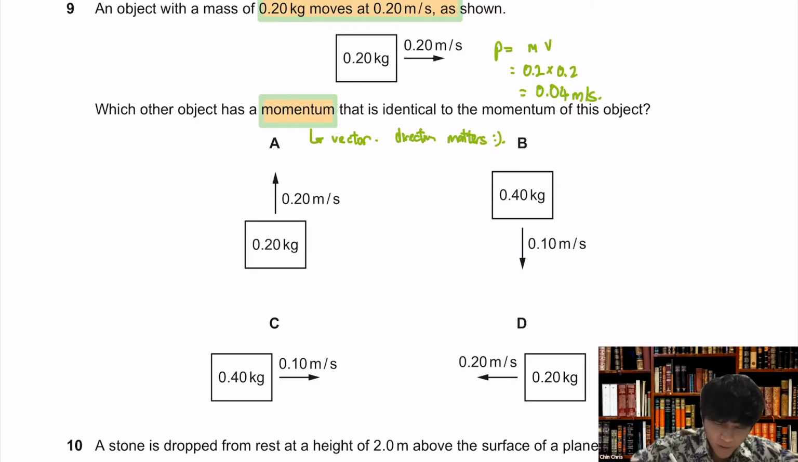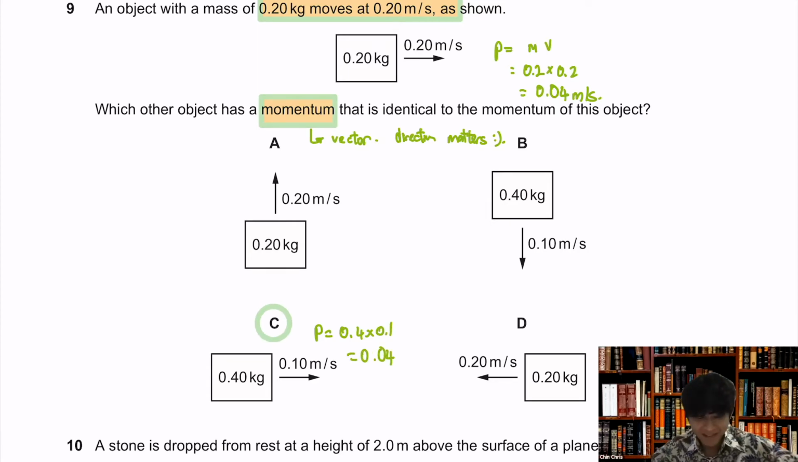For example, going up, cannot, different direction. Cannot, different direction. Almost, but it's going to the left, wrong. The only possible answer is C, and let's calculate it. 0.4 multiplied by 0.1 is 0.04. Done. Okay, cool. Next.